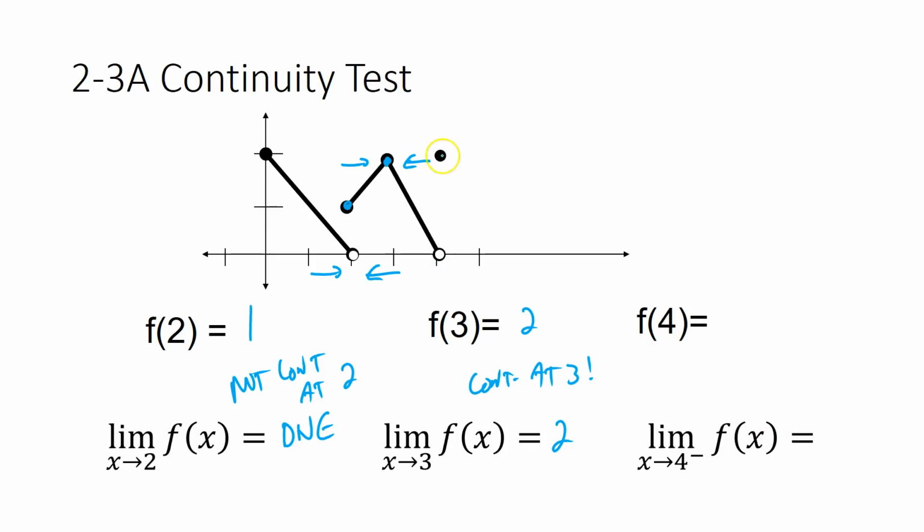F of 4 is actually up here at 2. But as we approach 4 from the left side, what do those y values appear to be approaching? Looks like they're going to 0. So we are not continuous at x equals 4.